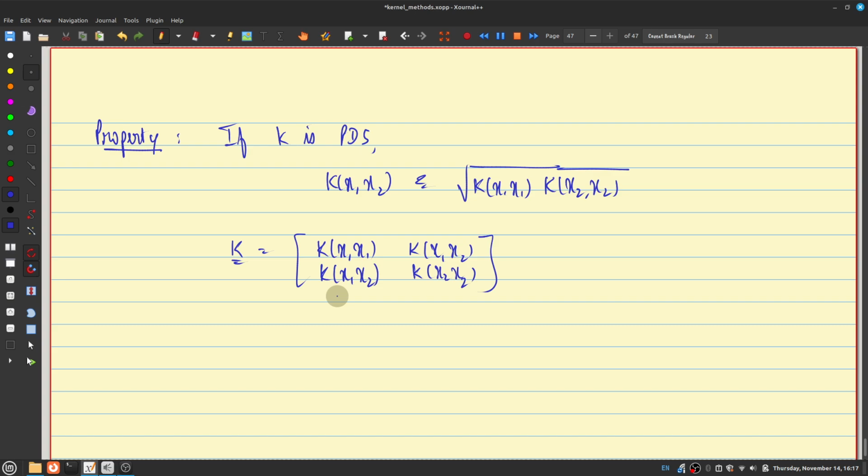So what can you say about the determinant? Greater than or equal to 0. And the determinant is simply K of x1, x1 times K of x2, x2 minus K of x1, x2 the whole square.